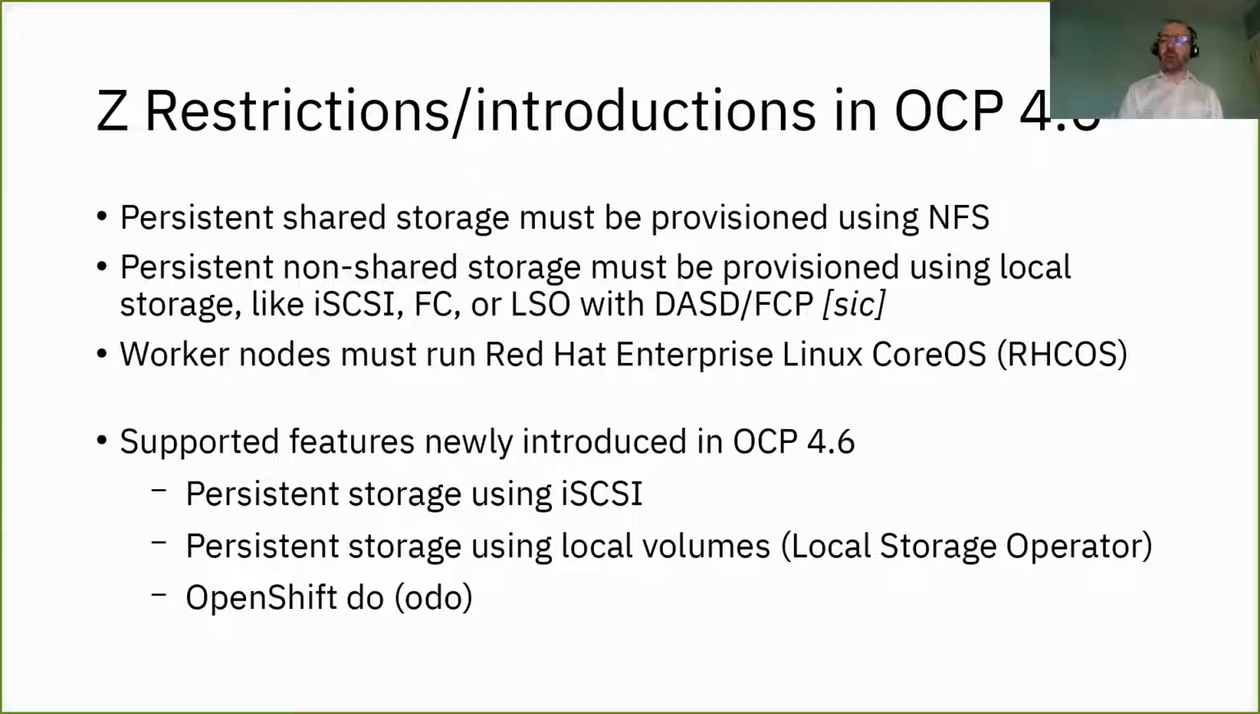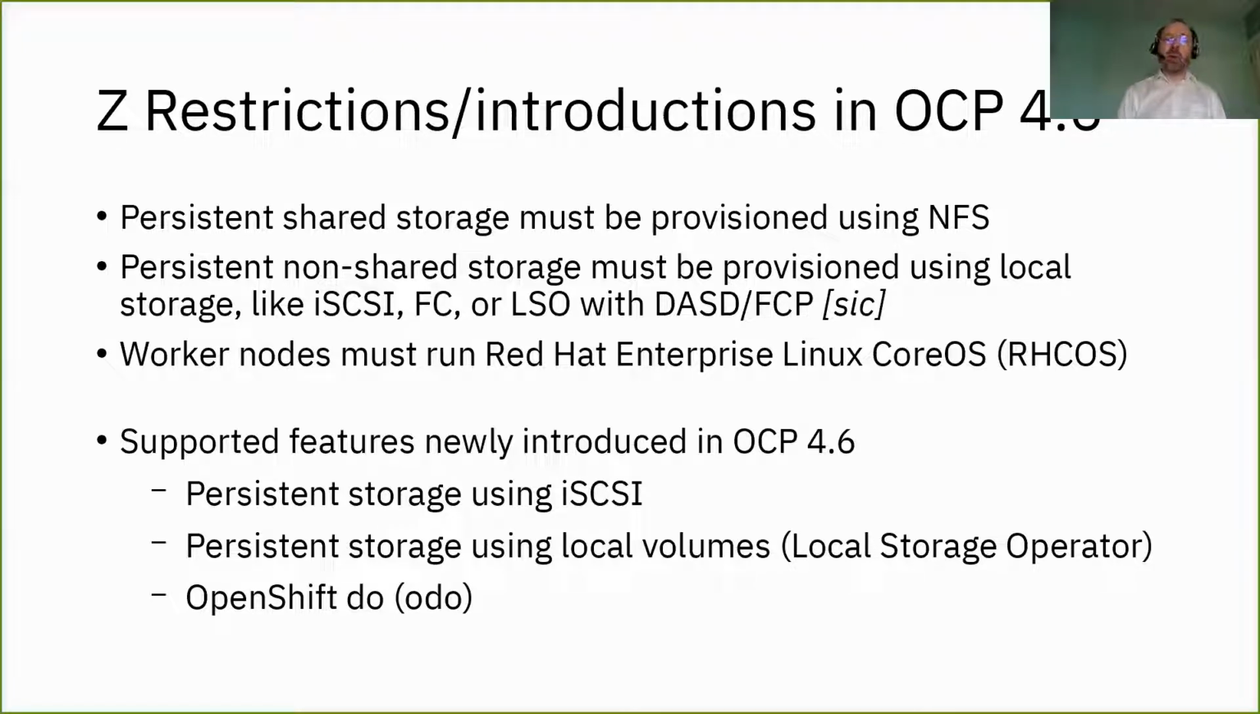If you're doing non-shared storage, so if you can schedule pods to particular nodes, or your pods don't need to be popping up all over the place and sharing access across different nodes at the same time, then there's a bunch of different ways to do that. So iSCSI and FC, in other words, fiber channel. So again, it's not clear what they were saying in the other one. And LSO is the local storage operator, and I will come on to that soon. And that, as for all OpenShift storage, can use either DASD or FCP, SCSI fiber channel protocol.